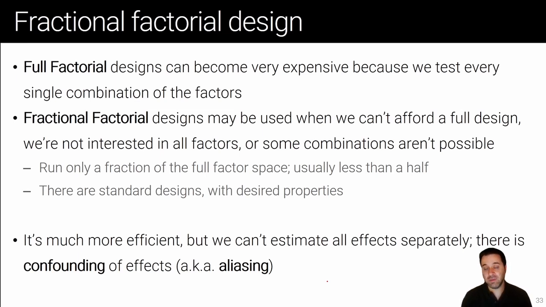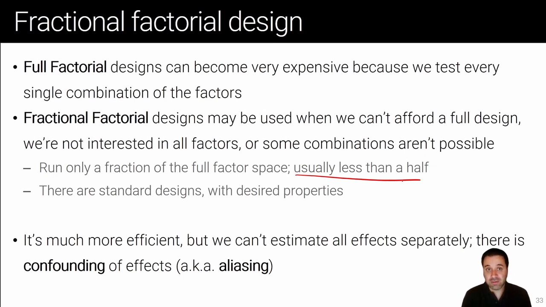Now, if this is the case, that we have many factors to study, or our budget is limited and we have to restrict ourselves because we cannot afford the full factorial, then we can talk about a fractional factorial design. And this is one in which we are not interested in all factors, perhaps, or in which we cannot afford, again, the full factorial. And still, we can estimate many of the factors that we are interested in. So the point is that we run only a fraction of the full factorial design. Normally, we split in half. So 1/2, 1/4, 1/8, things like that.